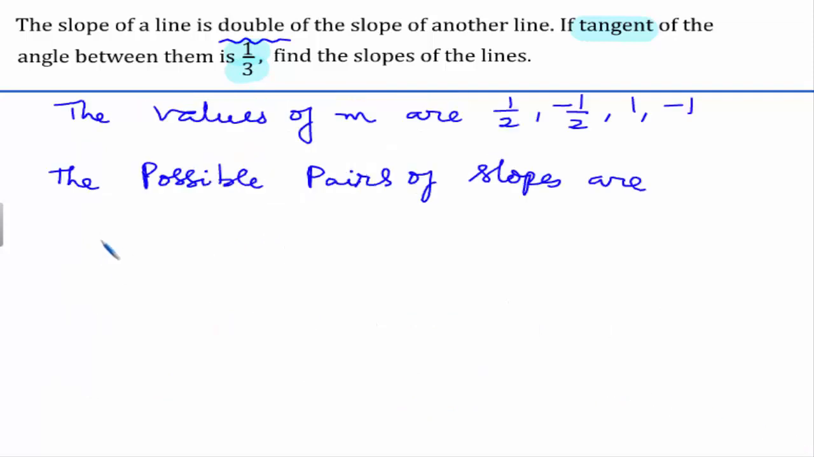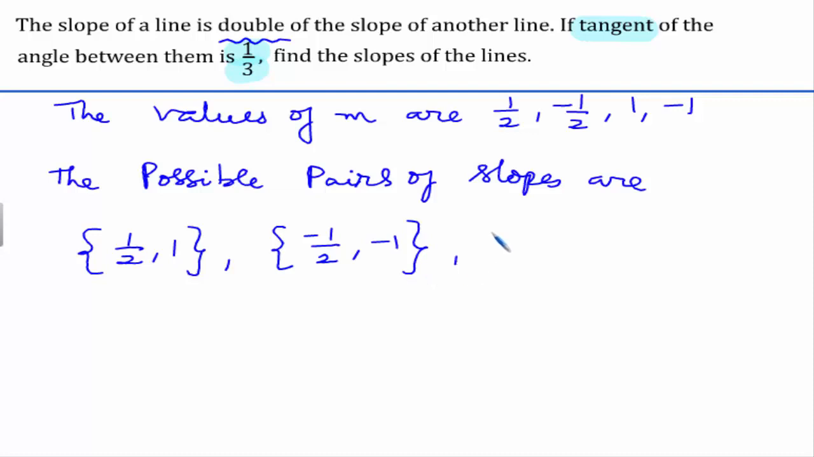So in the first case, if m is half, then the other one, that is the slope of the L2, will be double, which is 1. And if it is minus half, then it will be minus 1. Then if it is 1, then the other one should be 2 because it is double. And the fourth possible pair of slopes will be minus 1, minus 2.